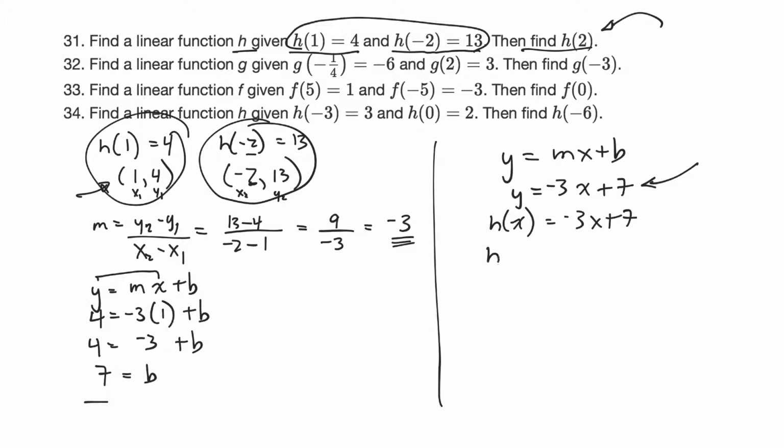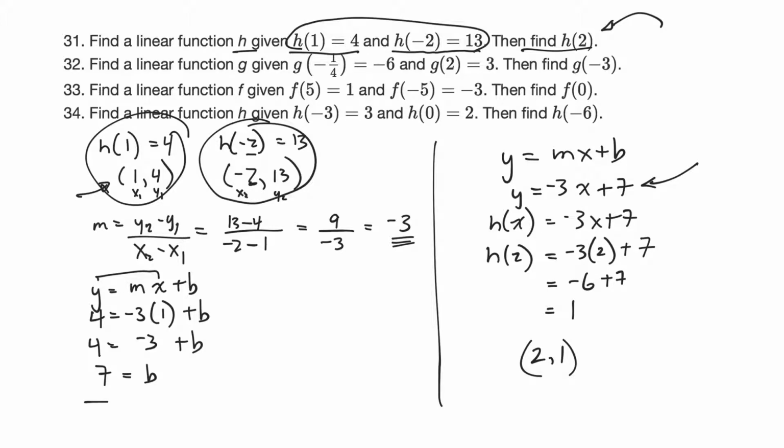Then the last question, they say, what's the value of this h function when x is 2? So I can say, well, h of 2 is equal to minus 3 times 2. So I'm plugging 2 in everywhere I see an x. So this would be negative 6 plus 7, or h of 2 is equal to positive 1. So then again, I have the point 2, 1 that would be on the graph.